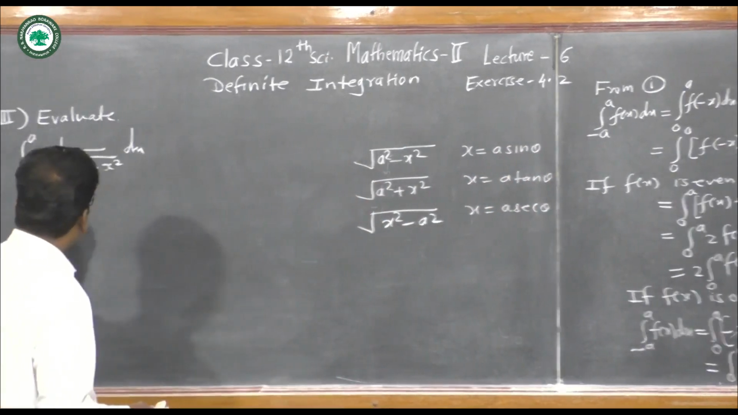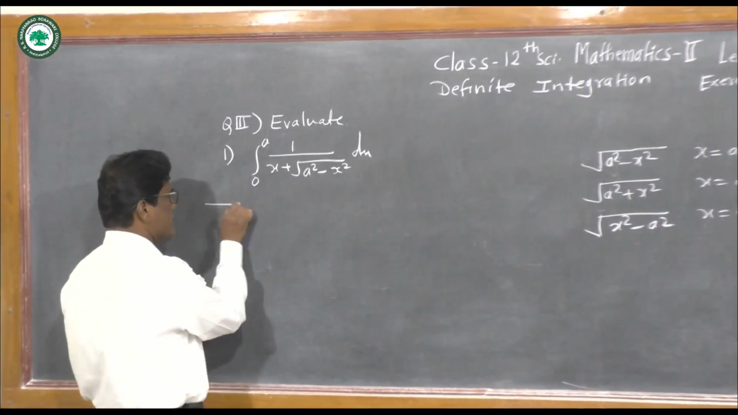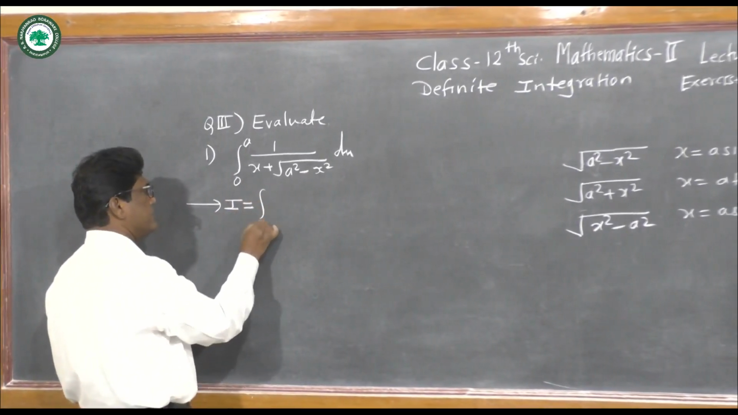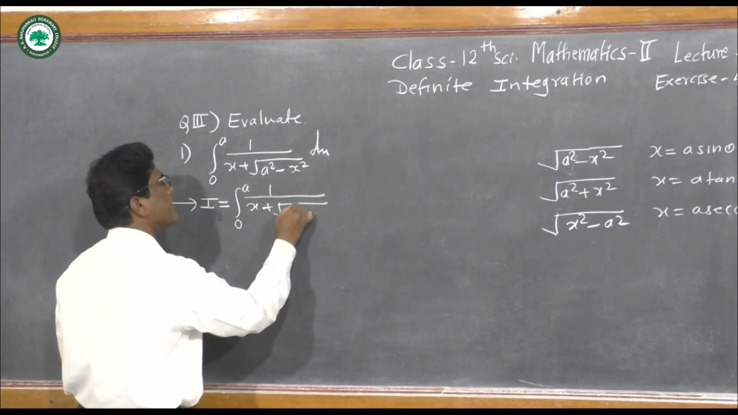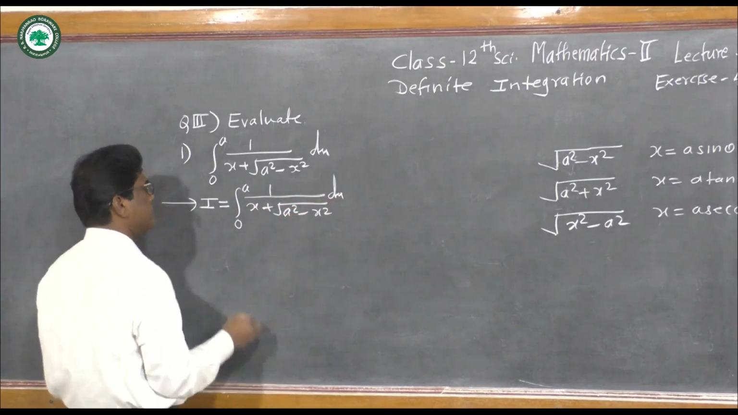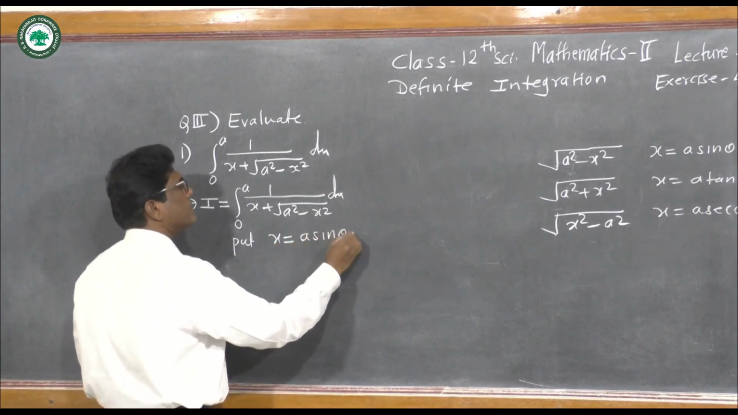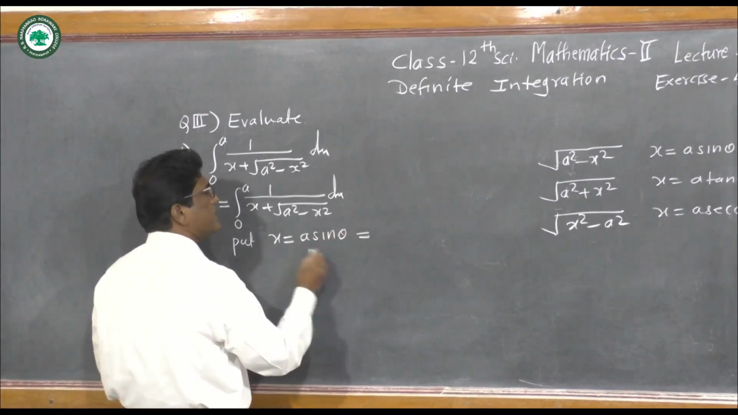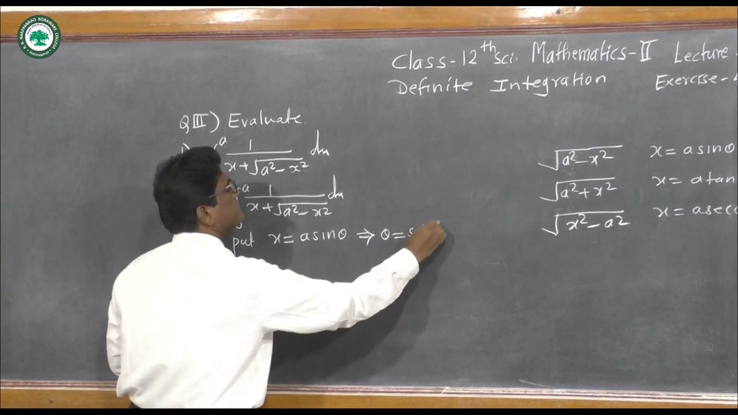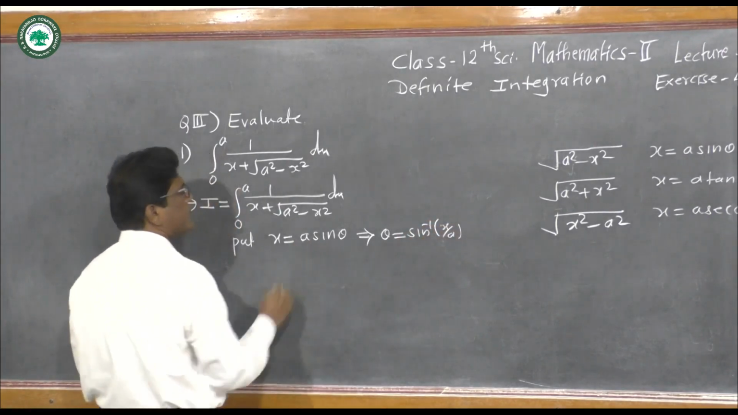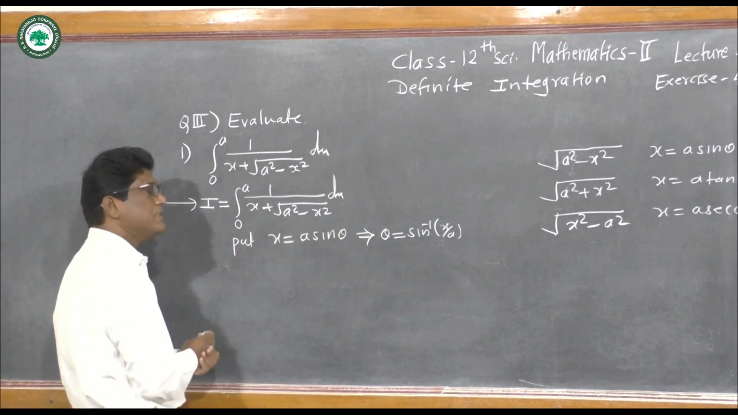Now in the given problem, in the denominator there is root of a square minus x square. So firstly call this problem I is equal to integration 0 to a of 1 upon x plus under root of a square minus x square dx. So put here x is equal to a sin theta. This implies sin theta is equal to x upon a, and theta is equal to sin inverse of x upon a.